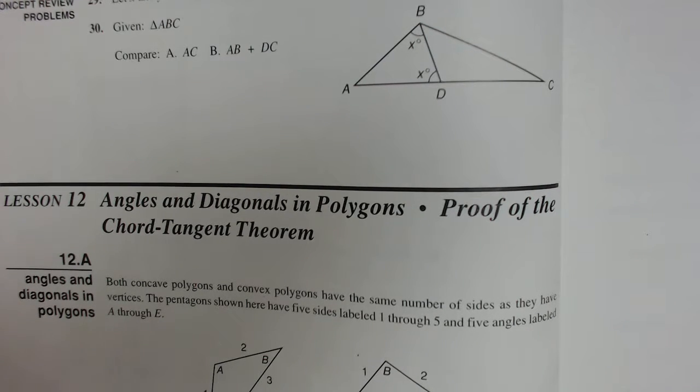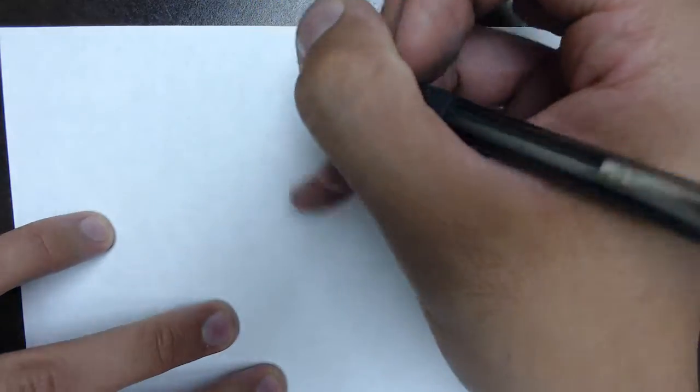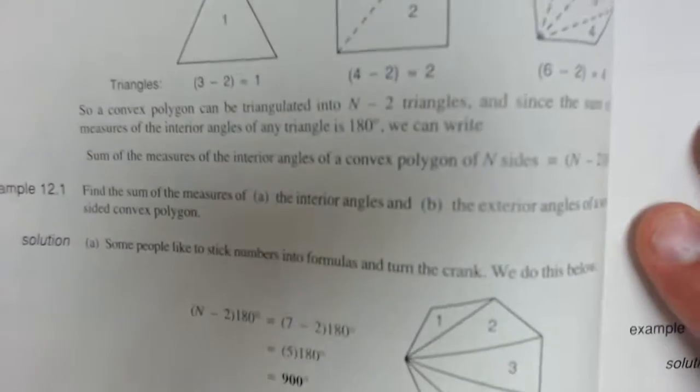So, starting with angles and diagonals and polygons. Convex polygons, which are the ones we're dealing with, we remember that there are two types of angles: exterior and interior angles. The first example tells us we need to find the sum of the measures. Let's move this over. Example 12.1.